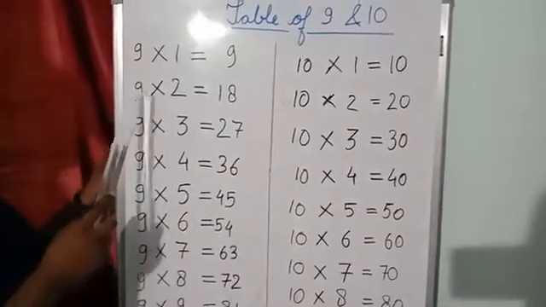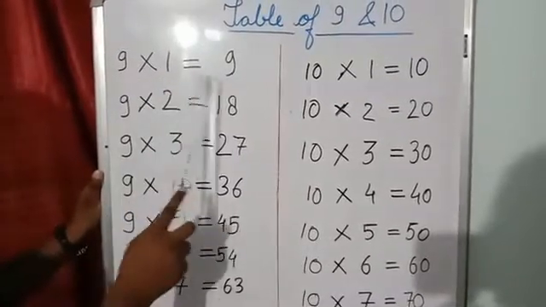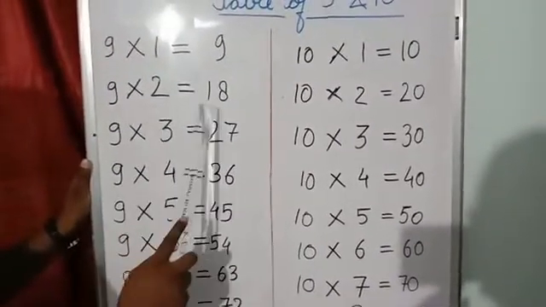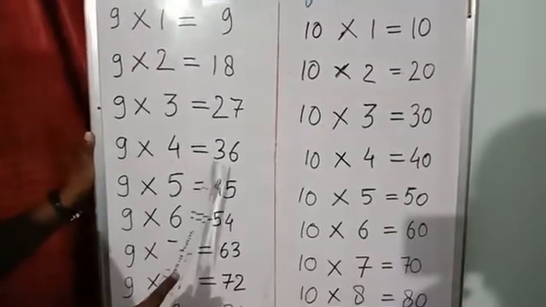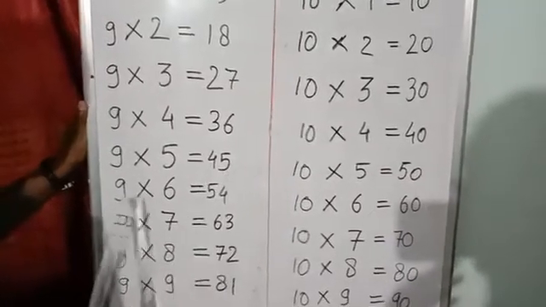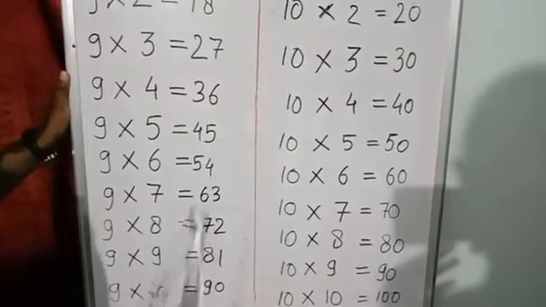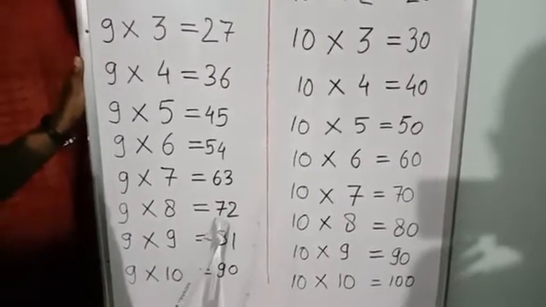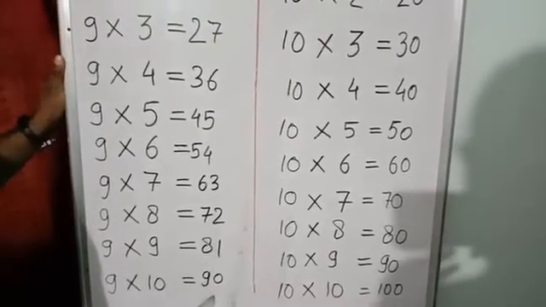Now we will learn the table of 9 and 10. First one is table of 9. 9 ones are 9, 9 twos are 18, 9 threes are 27, 9 fours are 36, 9 fives are 45, 9 sixes are 54, 9 sevens are 63, 9 eights are 72, 9 nines are 81, 9 tens are 90.